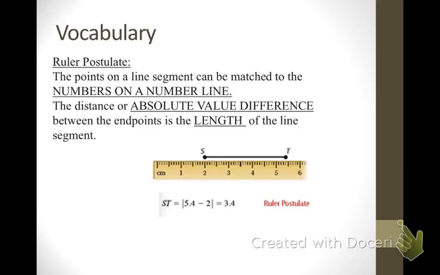One of them is the ruler postulate. And it says that if I have a line segment and I match that up with a number line, something like a ruler, the distance or the absolute value difference between the two endpoints of that line segment is the length of my line segment. So if I take this example, I have line segment ST and I've matched it up with this ruler. I have one point at 2 and one endpoint at 5.4. Well, if I subtracted those two endpoints, the absolute value, because distance is never negative, is 3.4. So the length of that line segment is 3.4.